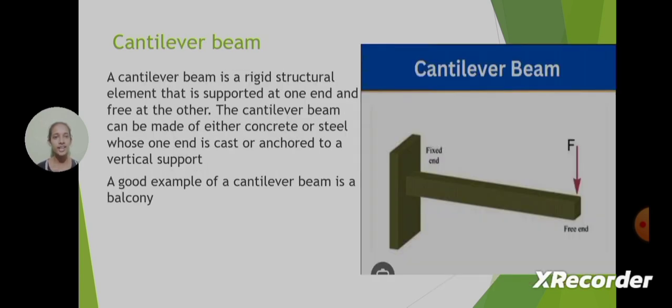Cantilever beams. A cantilever beam is a rigid structural element that is supported at one end and free at the other. The cantilever beam can be made from either concrete or steel, whose one end is cast or anchored to a vertical support. A good example of a cantilever beam is a balcony.